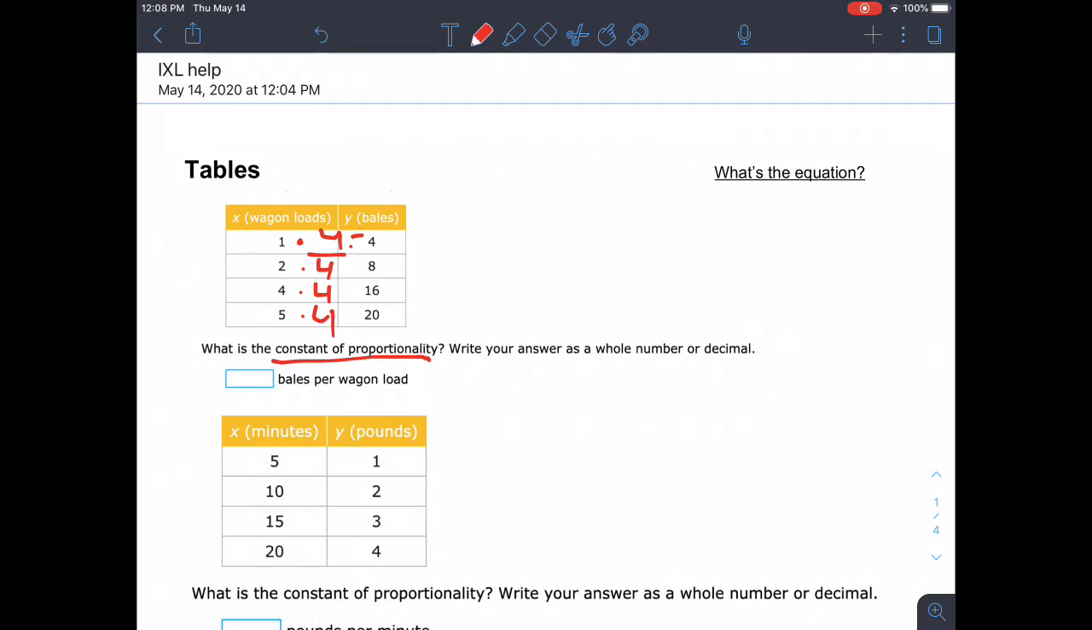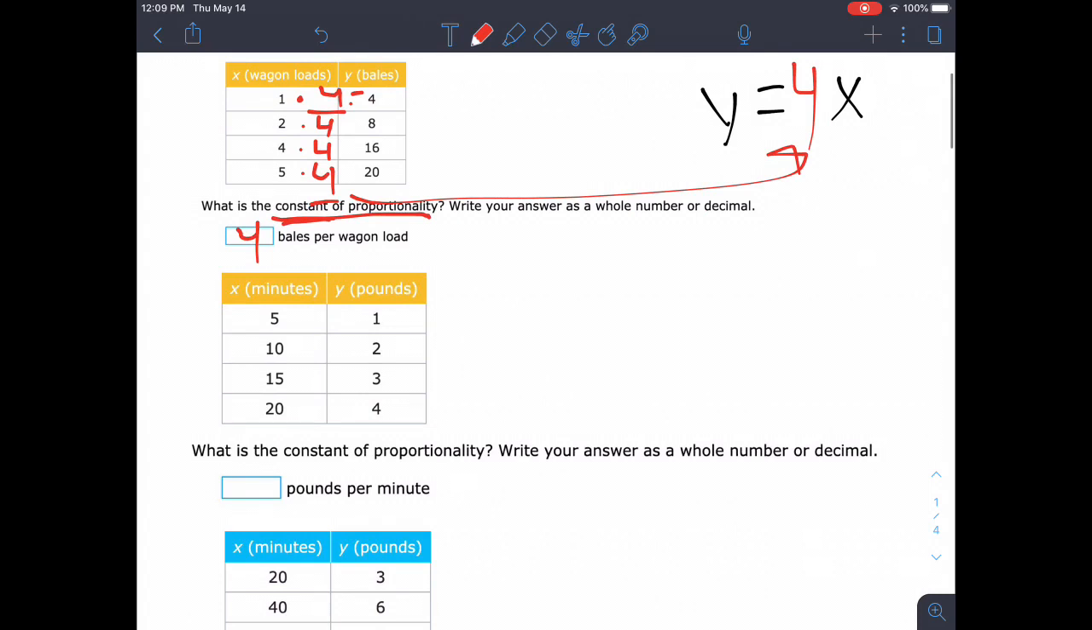Lovely. We want to make sure that that number is the same, that it is constant. So it will be 4 bales per wagon load. If we were to try to take that further and it asked for the equation, it would just be y equals, it's always going to be y equals blank x, and in this case it's 4. That's right. The constant of proportionality becomes the equation. Boom. So, same thing happens. What's the constant of proportionality? Here's another problem. 5 minutes.